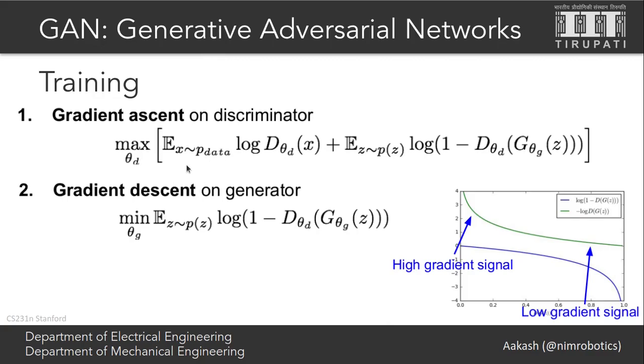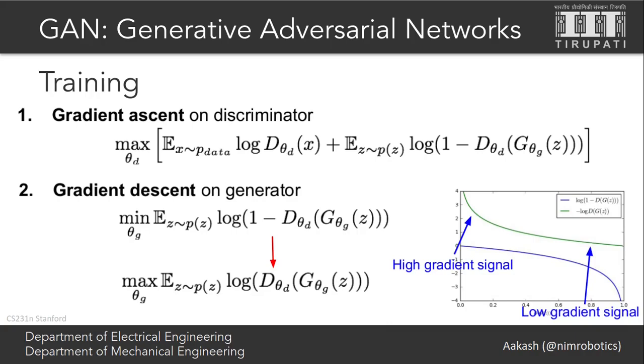We run this through a for loop, and we train alternately. First we do gradient ascent on the discriminator, then we do gradient descent on the generator, and then we go back to steps 1 and 2 and repeat this process. One more implementation detail is that while training, instead of minimizing log of 1 minus D of G of z, we remove that 1 and bring the minus sign out, and instead of minimizing, we try to maximize it.